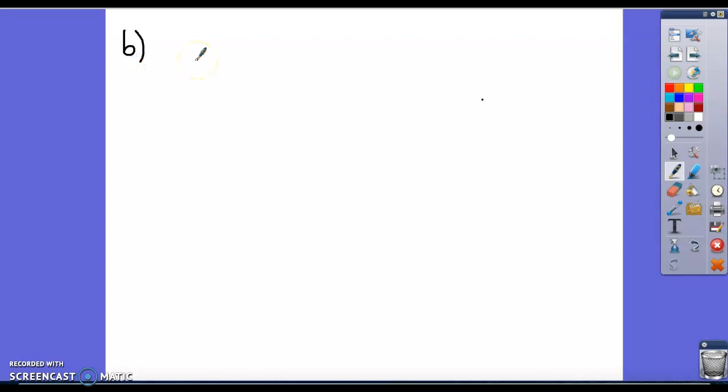Okay. Let's say that we have y equals the cotangent of x minus pi over 2.